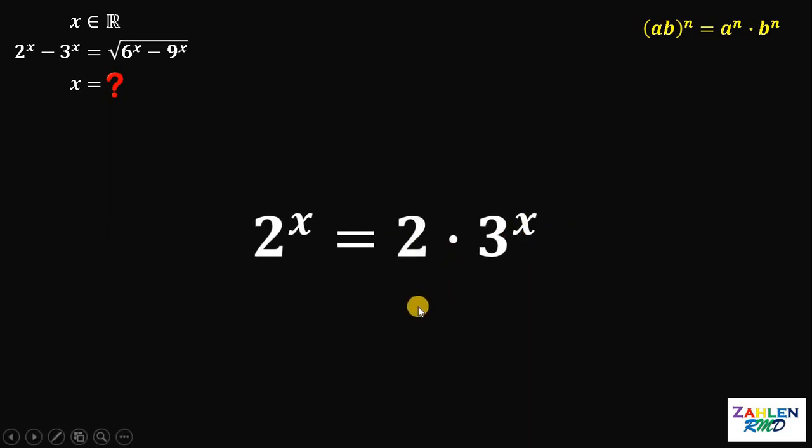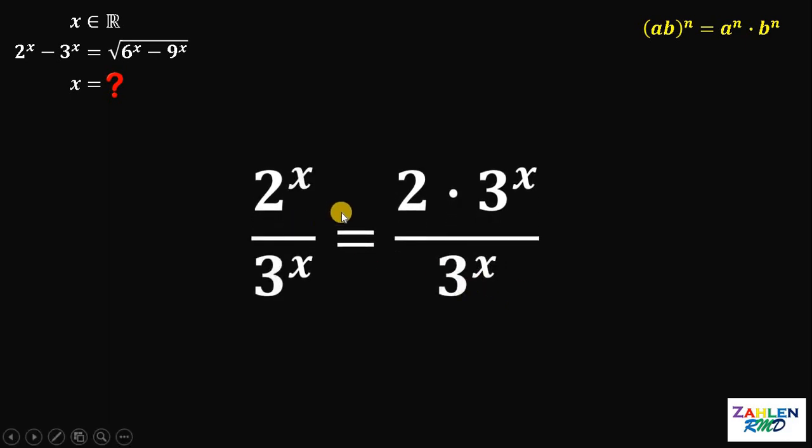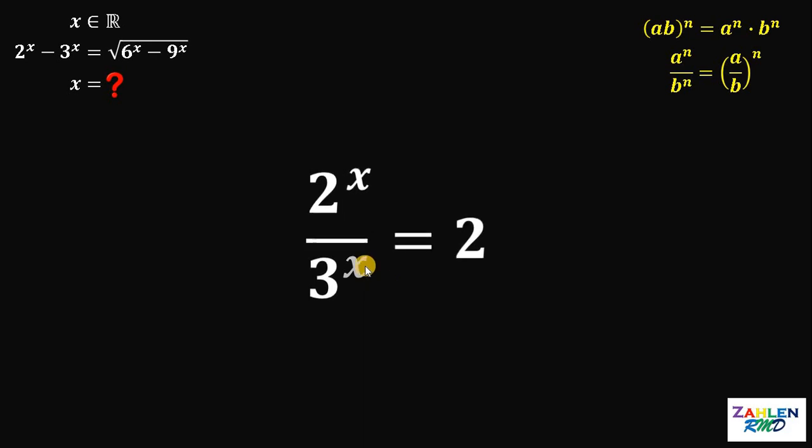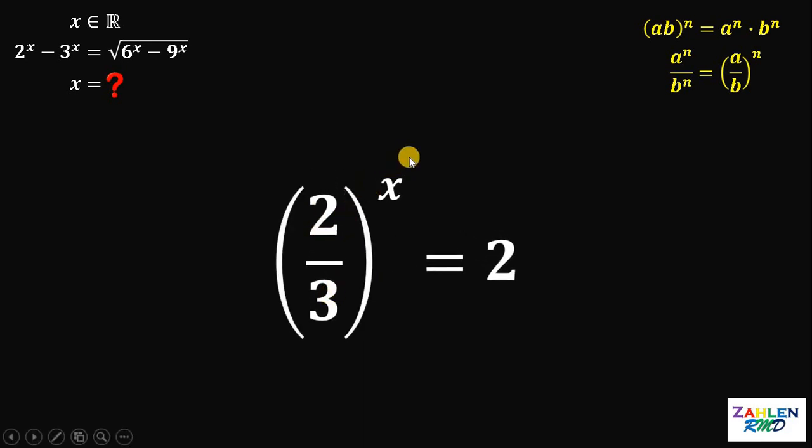Now, at this point, don't forget our goal. Our goal is to solve for the value of x. So, to do that, let's divide both sides by 3 raised to x. Now, 3 raised to x over 3 raised to x is just 1, so the right side of our equation is just 2. So we have 2 raised to x over 3 raised to x equals 2. Now at this point, we will use some laws of exponent. If we have a raised to n over b raised to n, it is equivalent to the quantity a over b raised to n. Therefore, the left-hand side of our equation can be written as 2 over 3 raised to the power of x. And this is equivalent to 2.